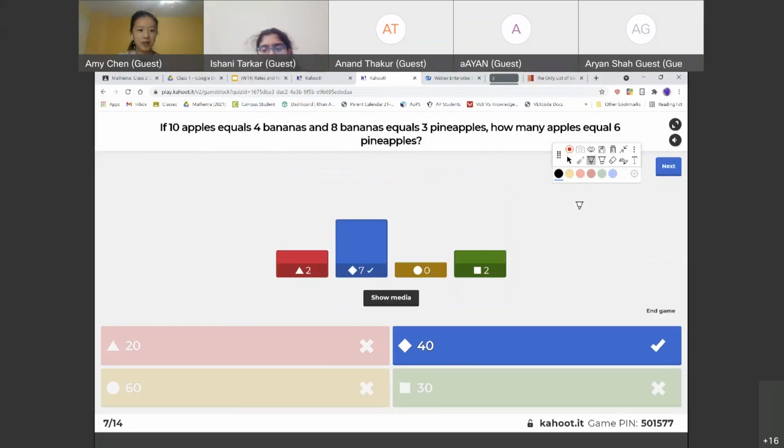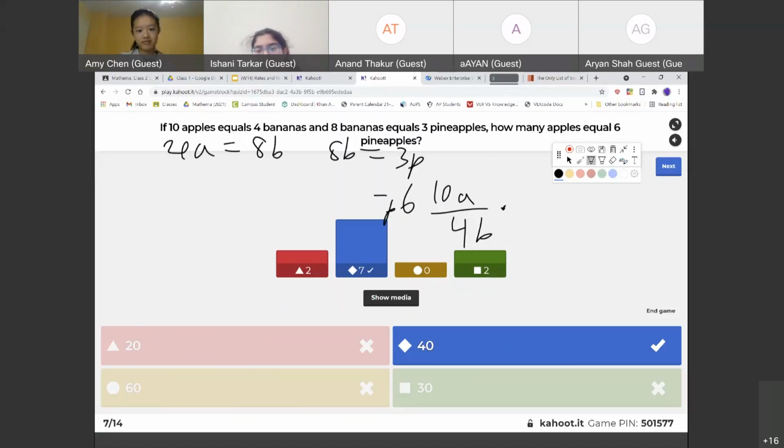Okay, 10 apples equals 4 bananas. 8 bananas equals 3 pineapples. So a way to think about this is 20 apples is 8 bananas, which is 3 pineapples. So that means 20 apples is equal to 3 pineapples, right? So you just multiply both by 2, and you get 40 apples are equal to 6 pineapples. That's a simpler way to think of it, one way you can do it.